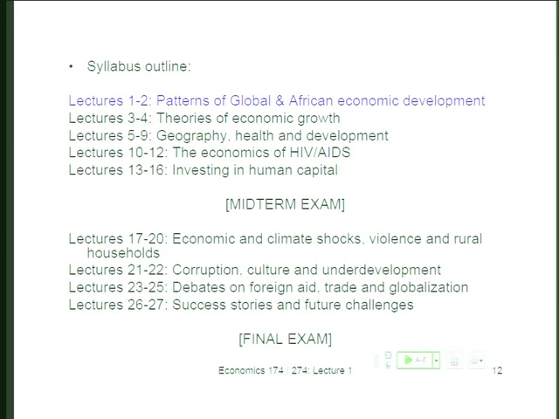Trade, yeah, we'll have a little bit of trade. We are going to talk about aid, trade, and globalization, but it'll only be like one lecture. It won't be the focus of a whole module, but it'll feature in part. But that's maybe underrepresented.